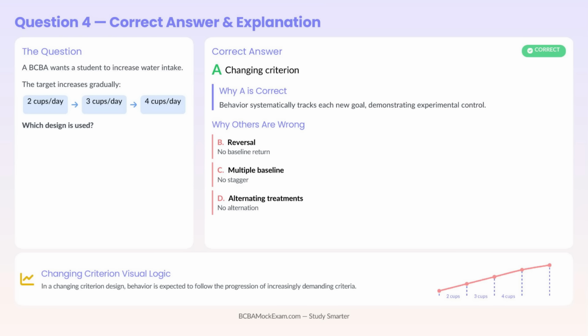Changing criterion. Behavior is expected to follow the progression of increasingly demanding criteria, which demonstrates control in this design. Option B is incorrect because reversal requires a return to baseline. Option C is incorrect because there is no staggered pattern. Option D is incorrect because nothing alternates. The gradual increase in criteria is what defines changing criterion.